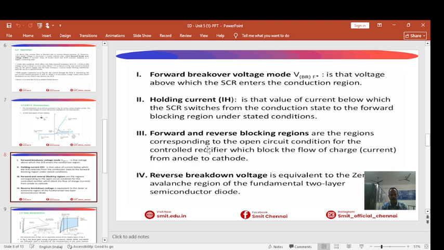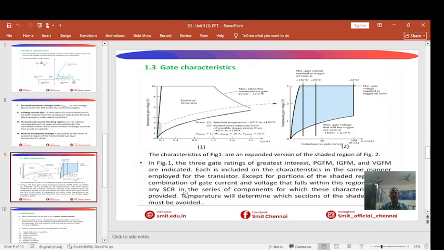There is a forward breakover voltage, which is the voltage at which the SCR turns on without any gate signal. There is a latching current, the minimum current required immediately after triggering. Holding current is the minimum current to maintain the conduction. There is also the reverse breakdown voltage, which is the maximum reverse voltage that the SCR can withstand. So these are the important parameters that we have to find out for the SCR.